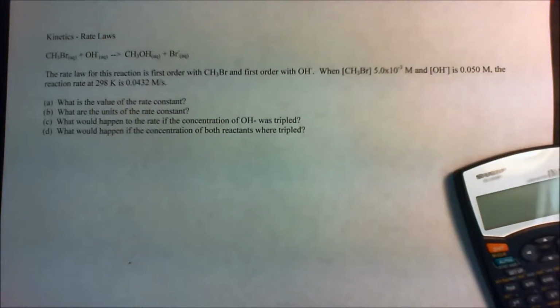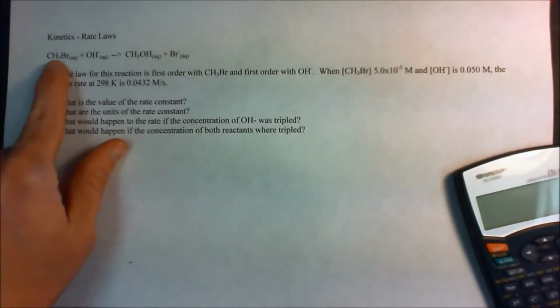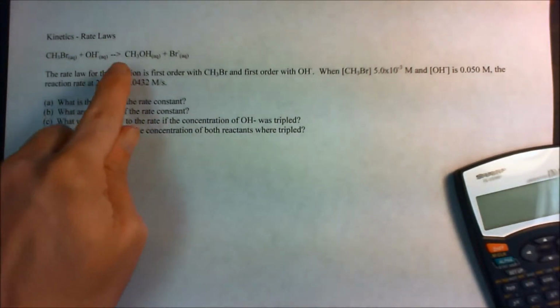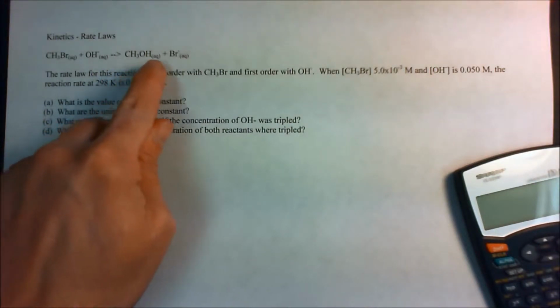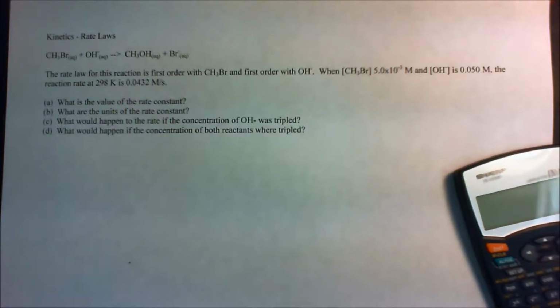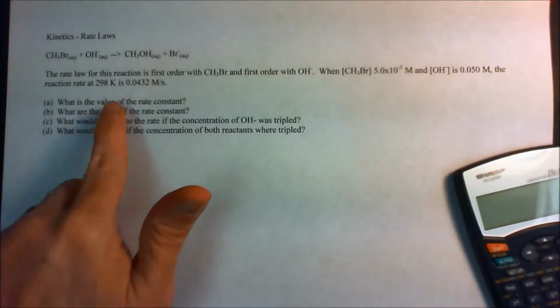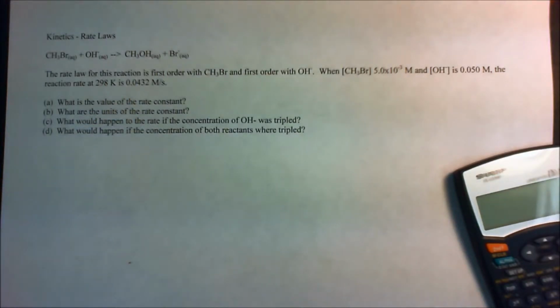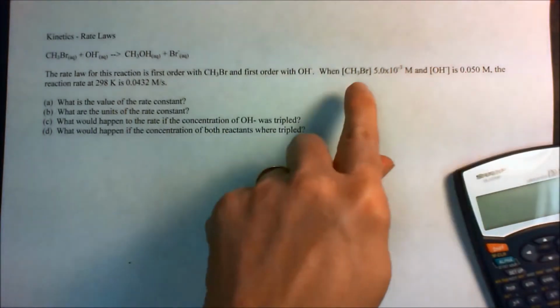Here we have another rate laws problem in kinetics, and we look at this reaction, which is a reaction of methyl bromide with hydroxide. It gives me methyl alcohol and a bromide ion. And so we're given some information. It says the rate law for this reaction is first order in methyl bromide and first order in hydroxide. And we've got a set of concentrations here.